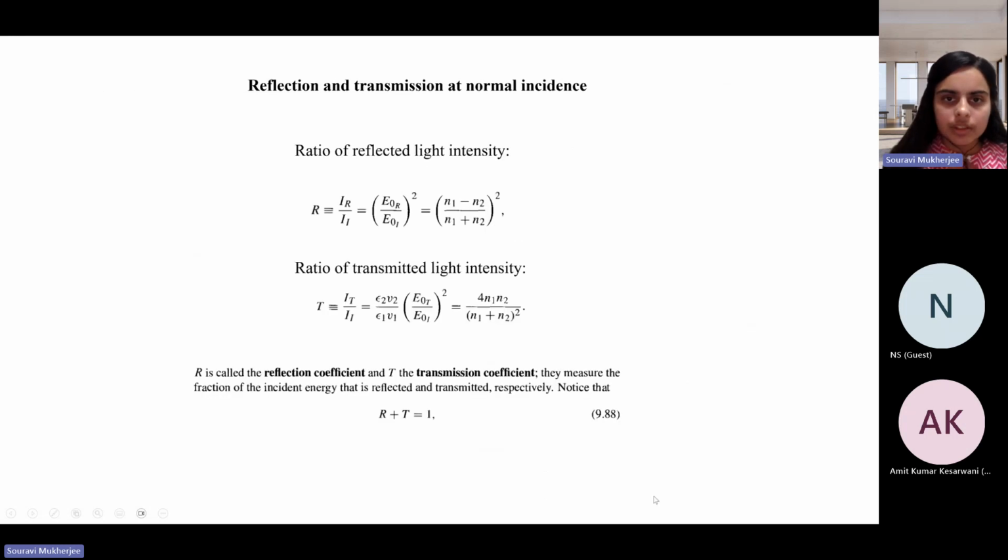So from here, you can find the ratio of reflected light intensity. Whenever it's intensity, it's actually the square of your electric field amplitude, and so it's a square of this term. And this is the transmitted light intensity. If you add the two, you would see that R plus T, that is the reflection plus transmission coefficient, always turns out to be 1, considering that there's no absorption going on here in the medium.